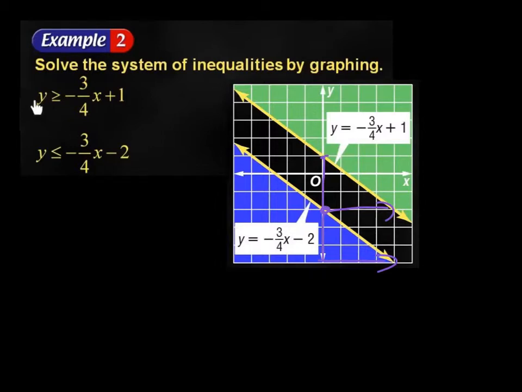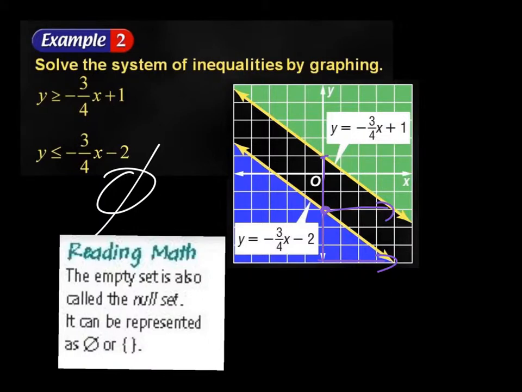They want us to shade above the line that has a y-intercept of 1 and below the line that has a y-intercept of -2. So, are there any points that satisfy both equations? The answer is no. In mathematics, that is the abbreviation for the null set or empty set, which can also be written with two sets of braces with nothing between it, but we seem to prefer the circle with a line through it.